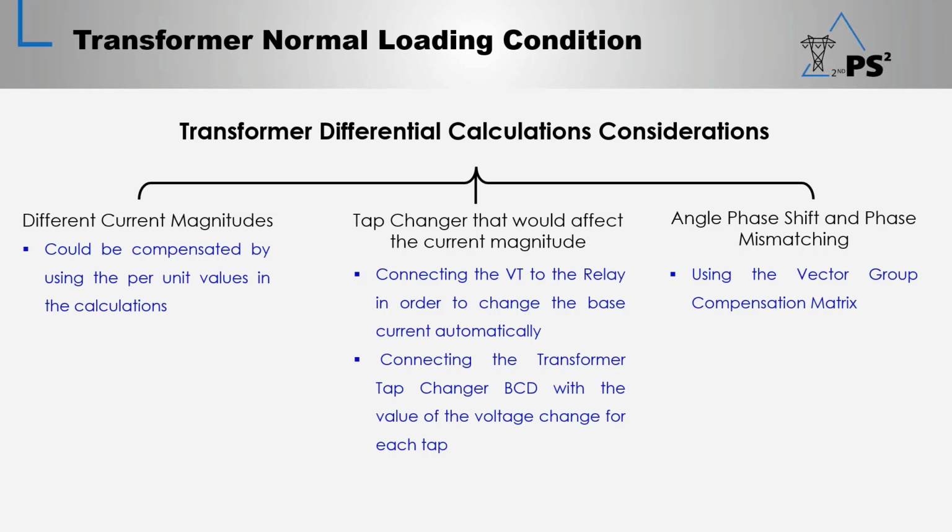While regarding the second point, which is the tap changer, we can either connect the VT to the relay in order to change the base current automatically, or connect the transformer tap changer BCD with the value of the voltage change for each tap. And regarding the angle phase shift and phase mismatching, we can use the vector group compensation matrix, which is already available in all protection relays.